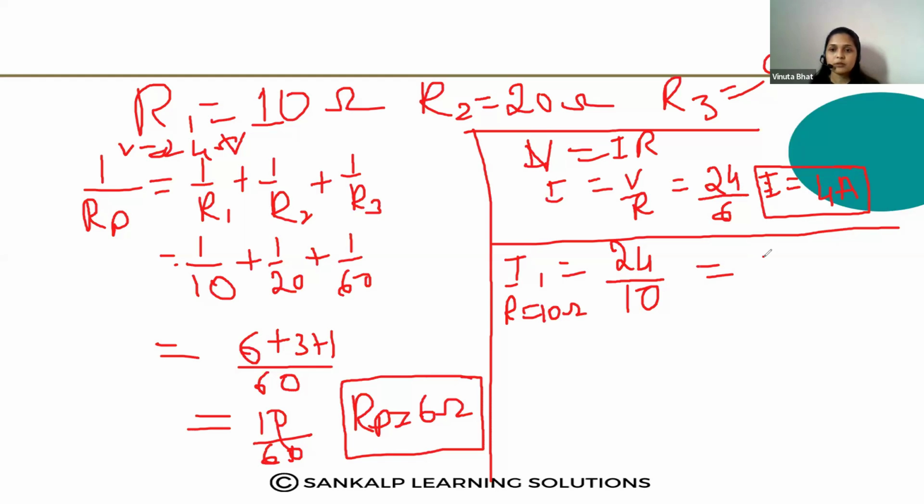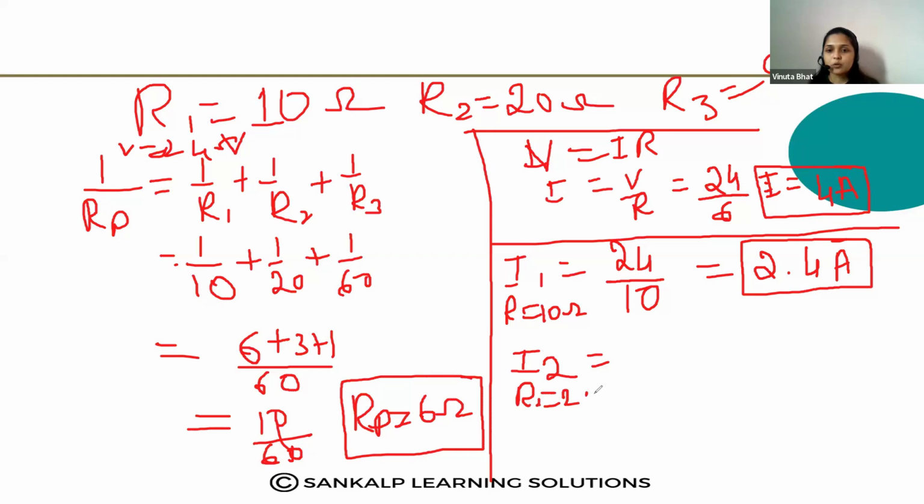Then what is the value here? 2.4 ampere. Okay. Next one, I2. I2 is equal to, here take R2. R2 value is 20 ohm. V is the same, 24 divided by 20. Then what is the value? 1.2 ampere. 1.2 ampere, that is the value of I2.